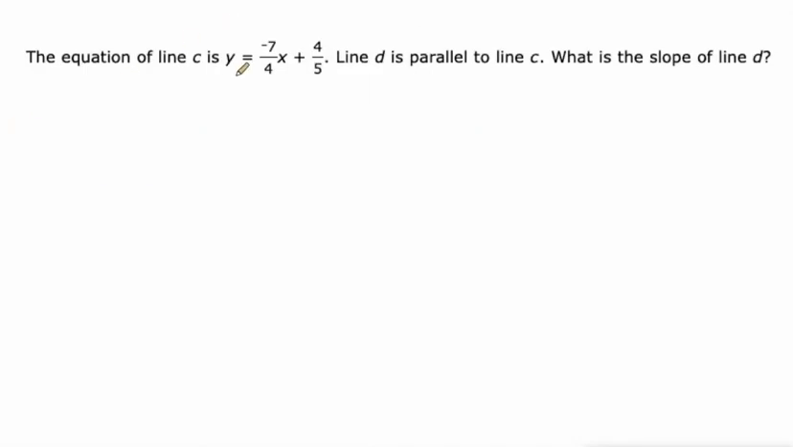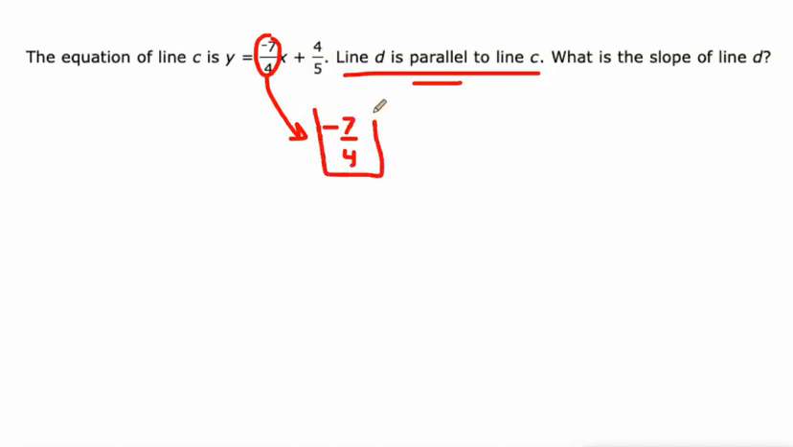The equation of line C is y equals -7/4x plus 4/5. Line D is parallel to line C. What is the slope? Well, this is the slope of line C, -7/4. And since they're parallel, then line D is going to have the same exact slope, -7/4. Parallel lines have the same slope.